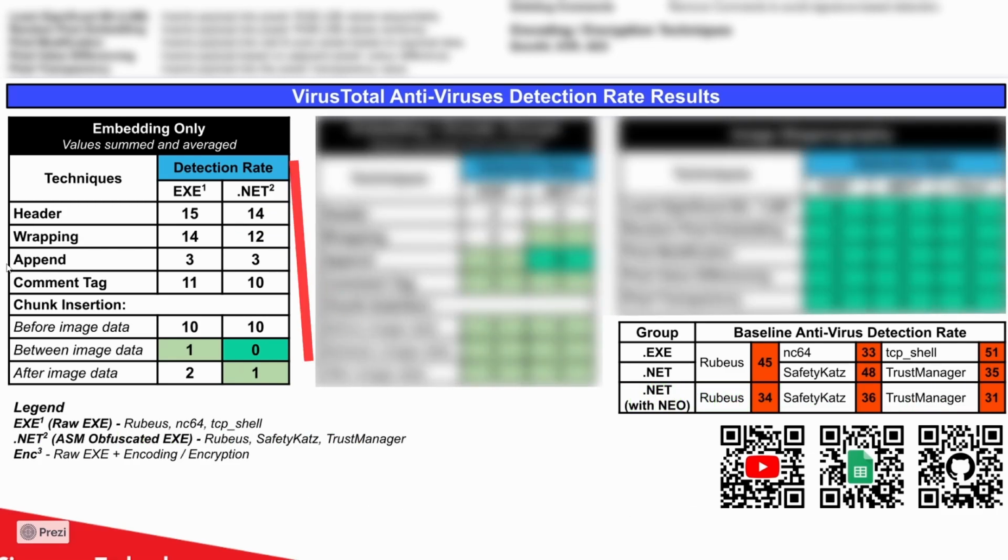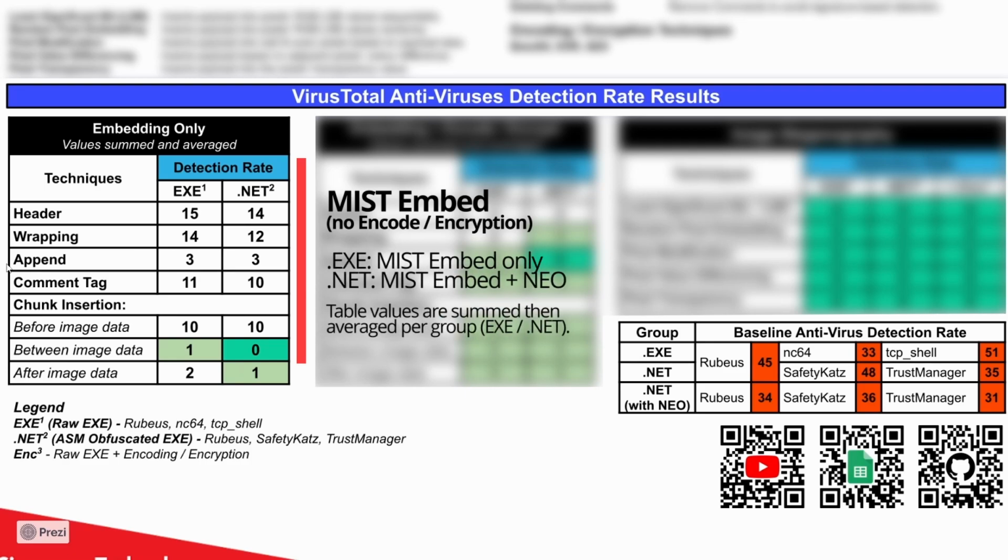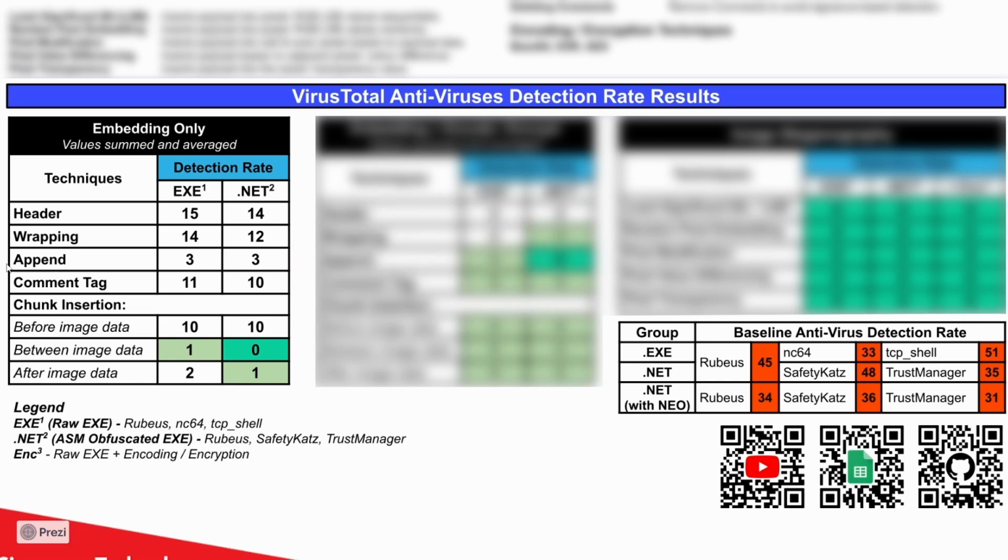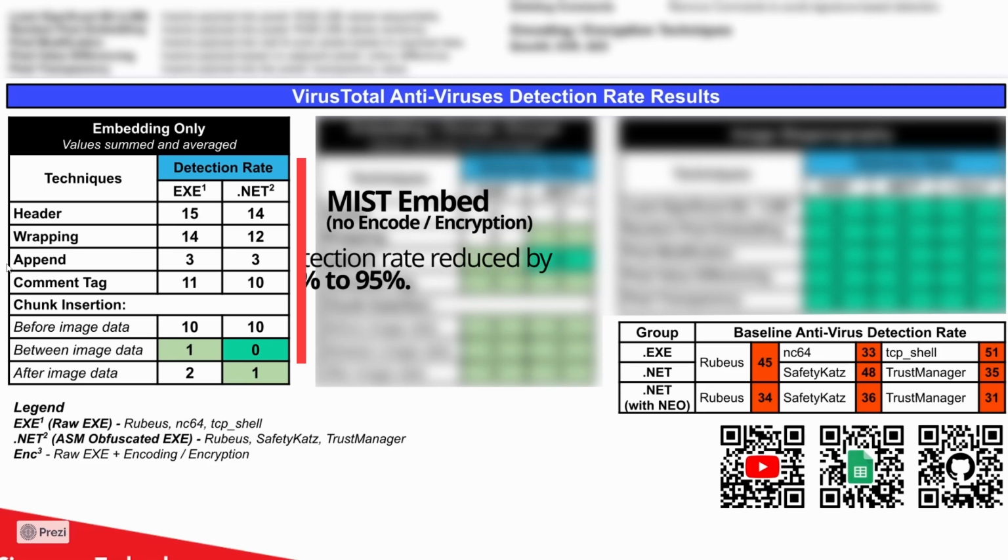The first table showcases the performance of the embedding techniques with no extra encryption. The rates across the 3 malwares are summed and averaged. For all of these methods, there is a huge decrease in detection even for the simplest methods, like appending the malware file to the back of the image. The most effective obfuscation method here is chunk insertion between image data, having 0 detections when it is paired with Neo. In total, the detection rates are reduced by 65% to 95% for this table.